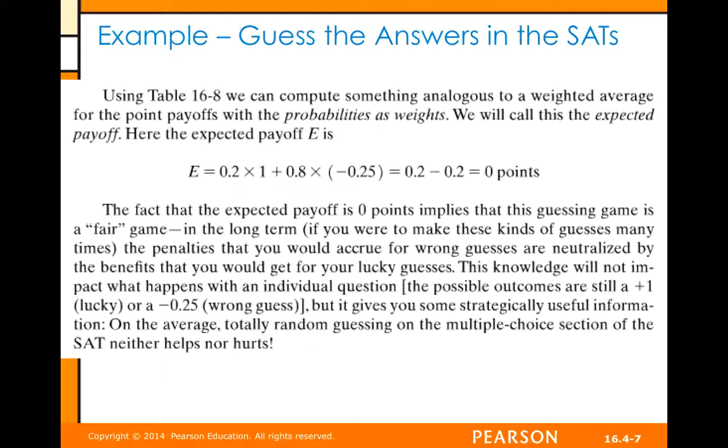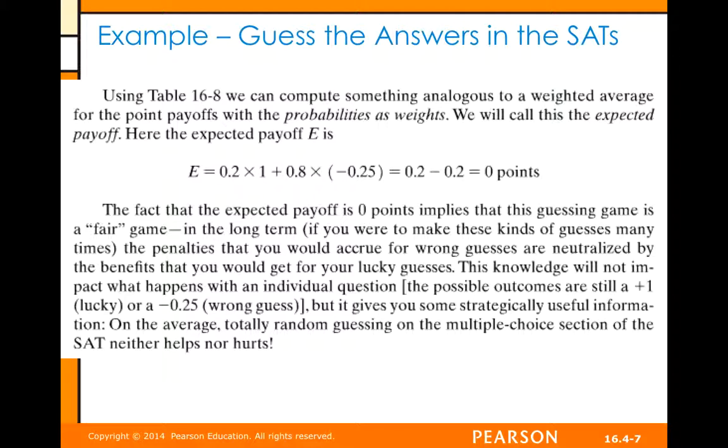So what does that mean? The fact that the expected payoff is 0 means that this guessing game is fair, if you like. Over the long run, the penalties that you would accrue for wrong guesses are balanced out by the benefits that you get for your lucky guesses. So this knowledge will not impact what happens with an individual question. The possible outcomes are +1 or negative 0.25. But it does give you some strategically useful information. On average, totally random guessing on multiple choice questions of the SAT doesn't help you or hurt you.